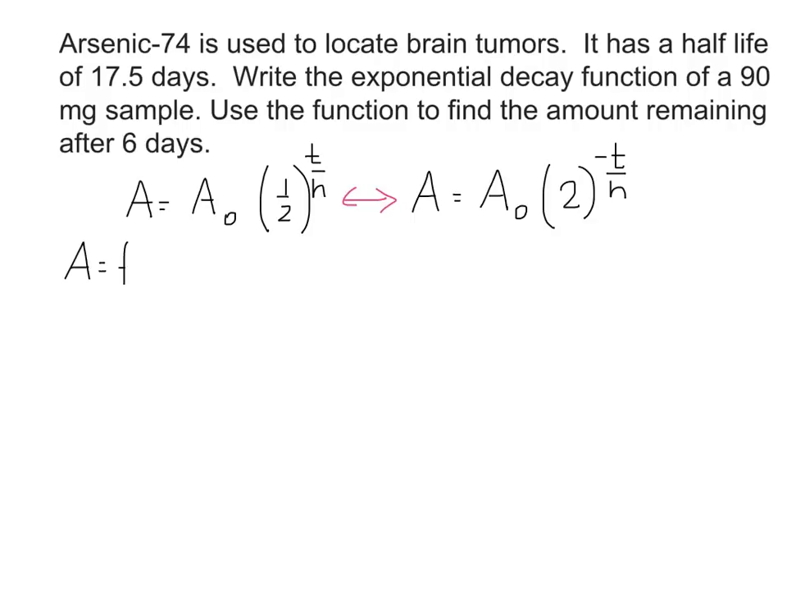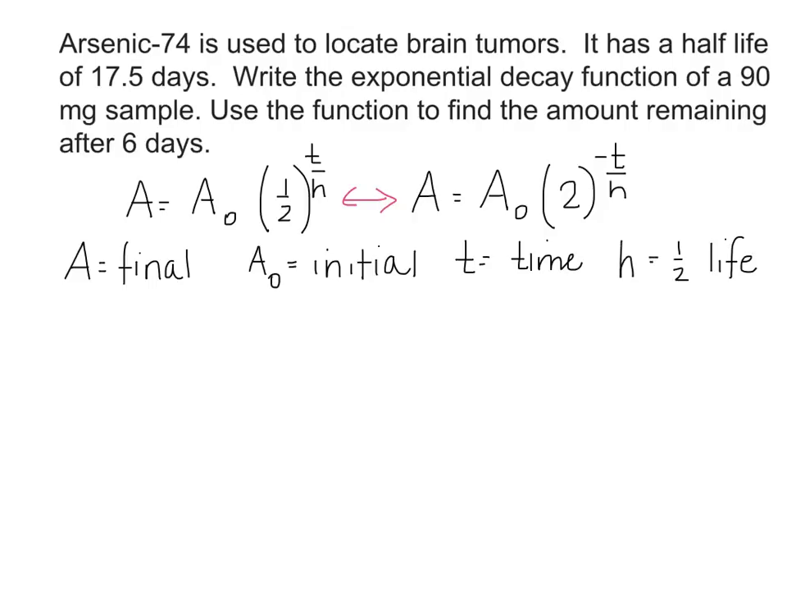A is my final amount. A sub 0 is my initial amount. T obviously is time. H is going to be the half-life. So in this, it has a half-life of 17.5 days. 90 milligrams is my initial sample. Okay, and remember, therefore we have our units. And T is 6 days, and I'm trying to find A.